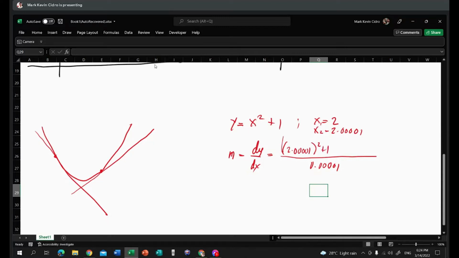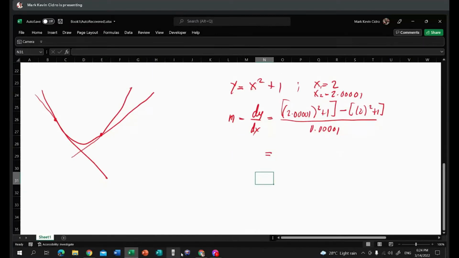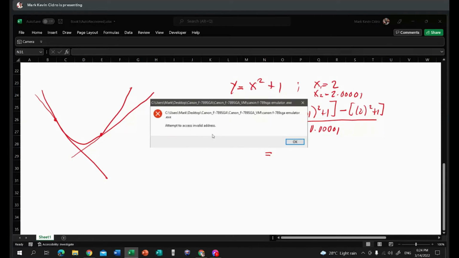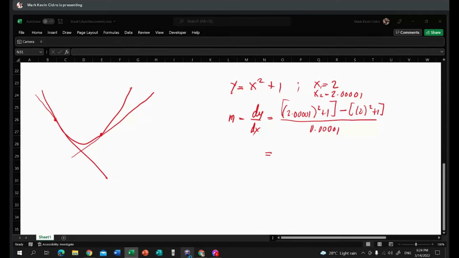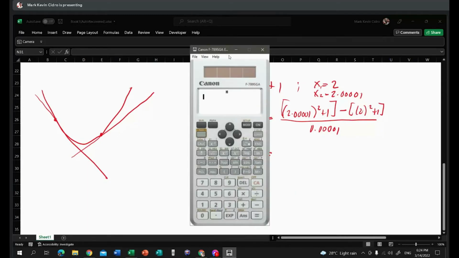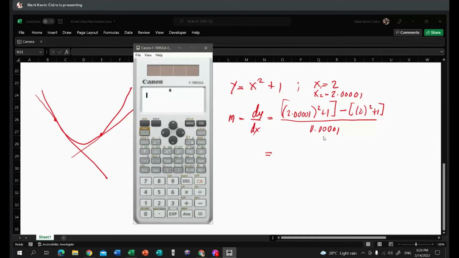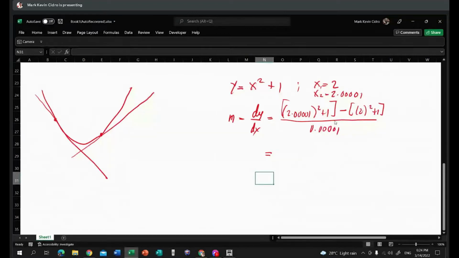2.0001 squared plus 1. This is the final value for y, that is when x is equal to 2.0001, minus the original value of y, that is when x is equal to 2. So this will be 2 squared plus 1. If you try to solve this one, what is the result? Get your calculator, please. 4, sir. 4.00001. Yes, sir. That is the dy over dx.